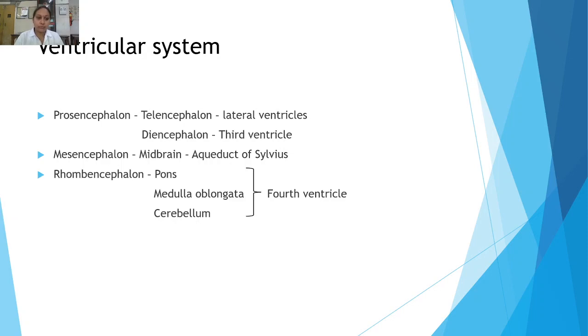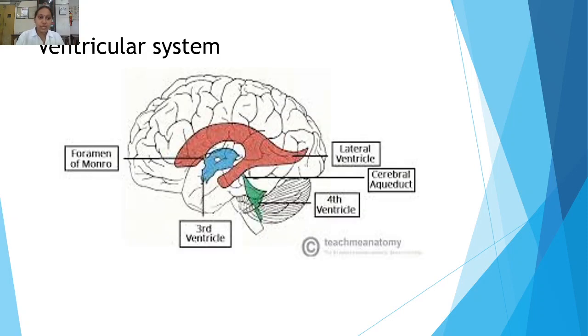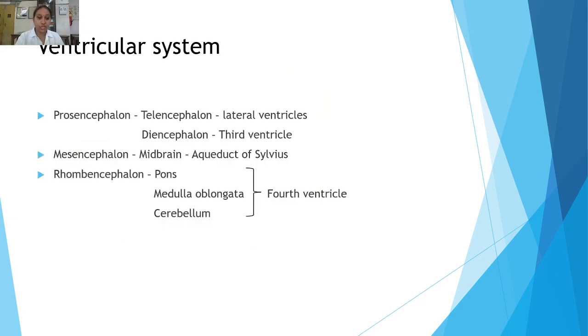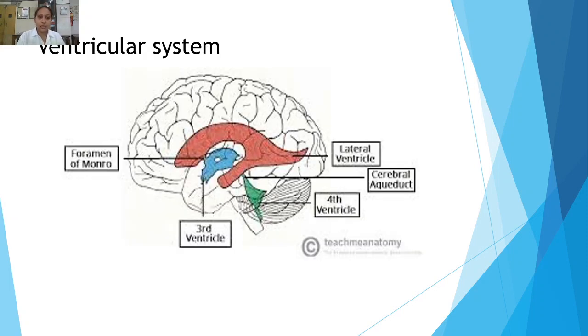The ventricular system is in the brain. We divide the whole brain into three parts: prosencephalon, mesencephalon, and rhombencephalon. The prosencephalon consists of telencephalon and diencephalon. Mesencephalon is the midbrain, while rhombencephalon is the pons, medulla oblongata, and cerebellum. Here we can see this part is prosencephalon, this part is mesencephalon, and here is the pons, medulla, and cerebellum. So this is the structural view of the brain.